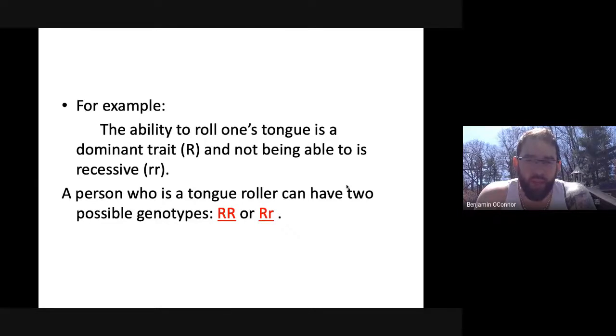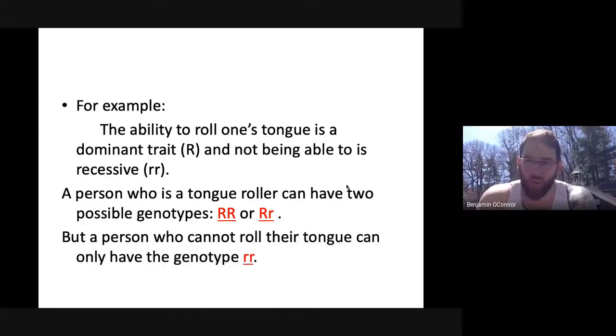All right. So someone who can roll their tongue is either homozygous dominant, so that's both capital R's, or heterozygous, which means one dominant, one recessive: one capital R, one lowercase r. If they're heterozygous and only one dominant allele is present, the dominant trait or phenotype will always appear, right? But a person who cannot roll their tongue will always have homozygous recessive, or little r, little r.